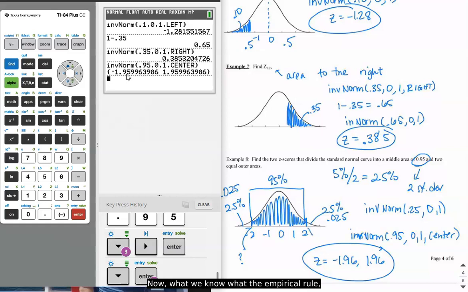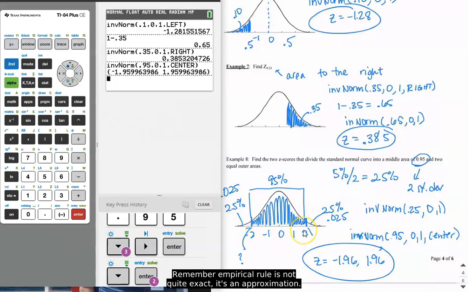Now, what we know with the empirical rule, right, we had approximated this at 2. So remember, the empirical rule is not quite exact, right? It's an approximation. The exact z-score values would be -1.96 and +1.96.